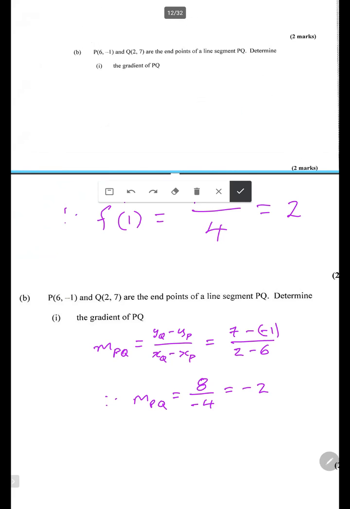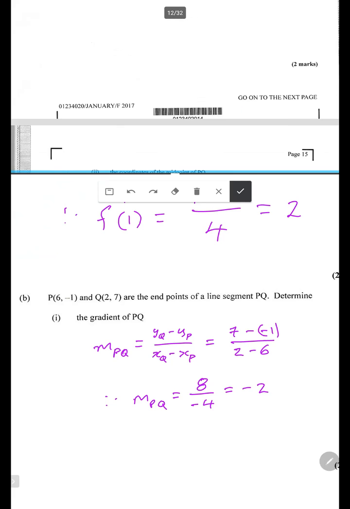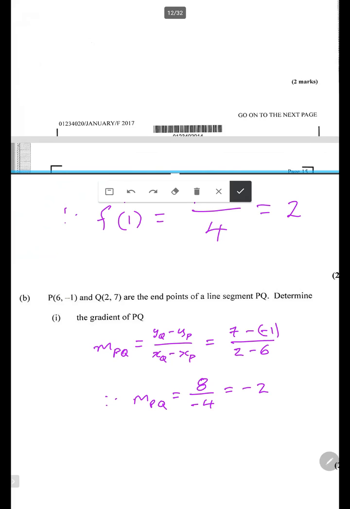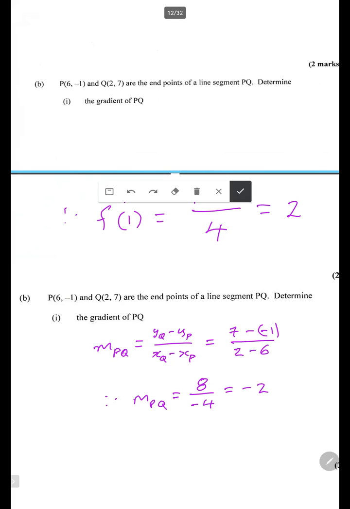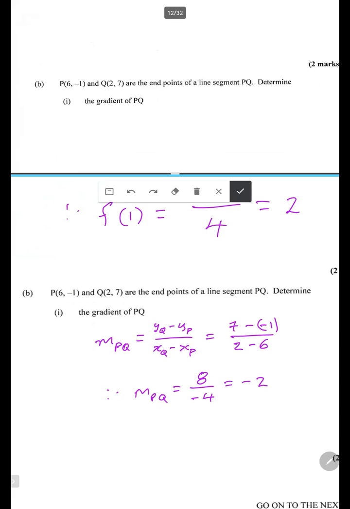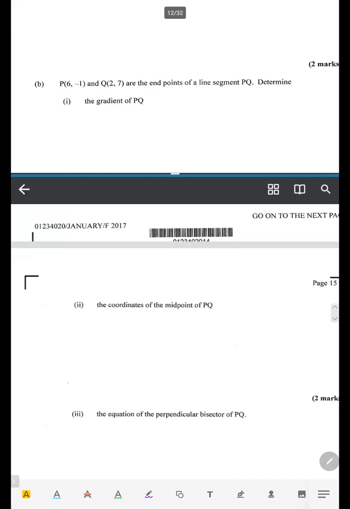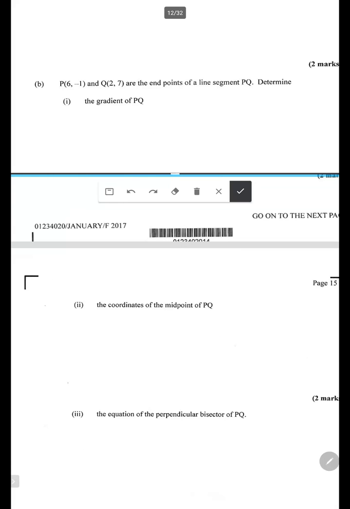All right, so right here. Moving up to the next part now. This is the question. Let's see the question here. So the next part now is basically asking us to find the coordinates of the midpoint.